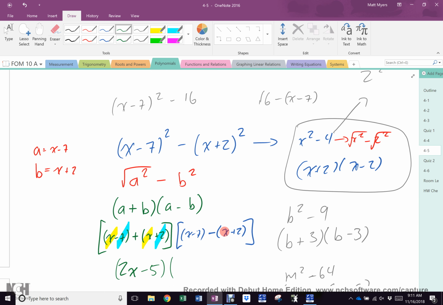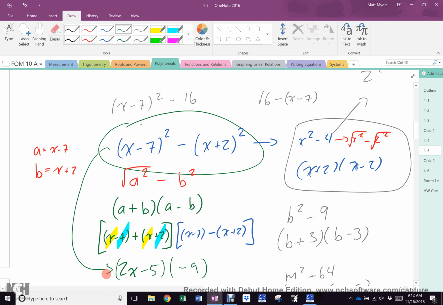Here's an x. Take it away. 0. What is negative 7 minus 2? Negative 9. And now this is done. Everybody good? If you can do this, you can do this. And let me tell you something. This move is always allowed. Okay?